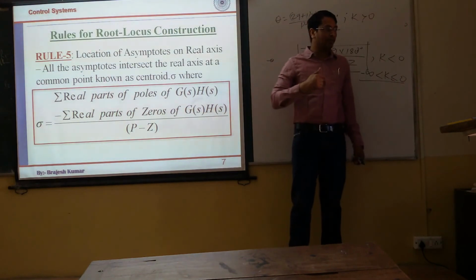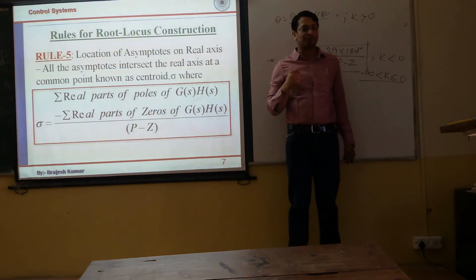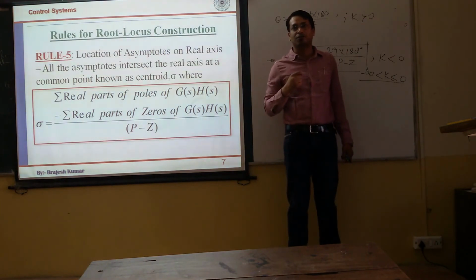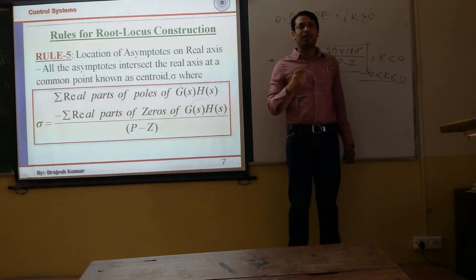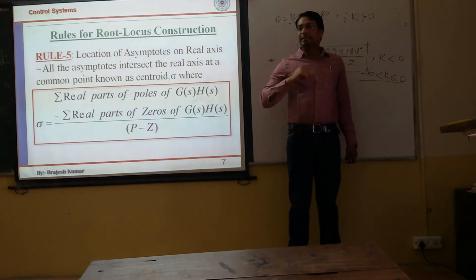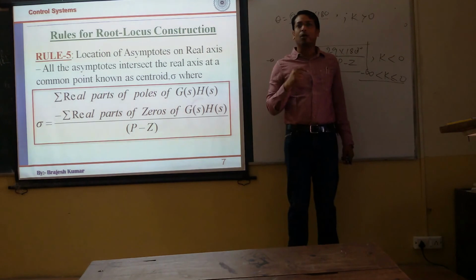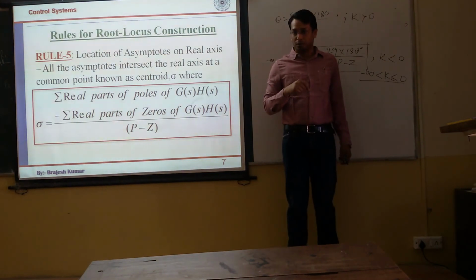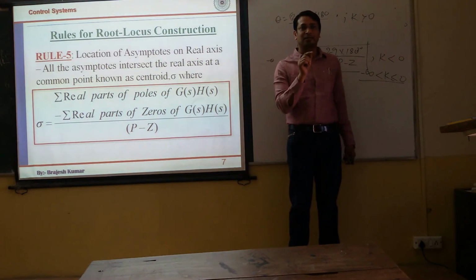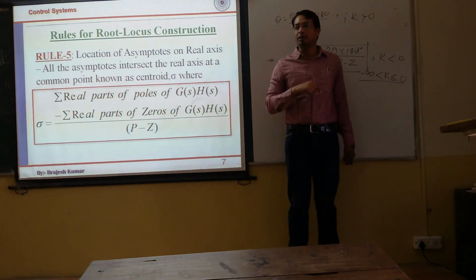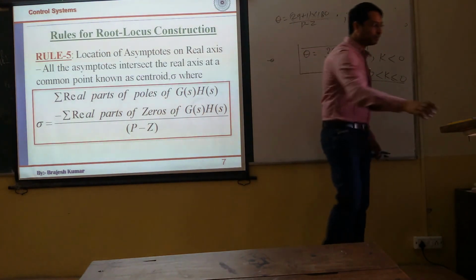Correct? So sigma equals the summation of the real parts of poles of GSHs minus the summation of the real parts of zeros of GSHs divided by P minus Z, and this will be the intersection point, the point at which all the asymptotes intersect. Please note that it is not necessary that this intersection point lies on the root locus. It may or may not lie on the root locus, because that intersection point and the corresponding section may or may not be part of the root locus according to rule number 3. Correct? Okay.